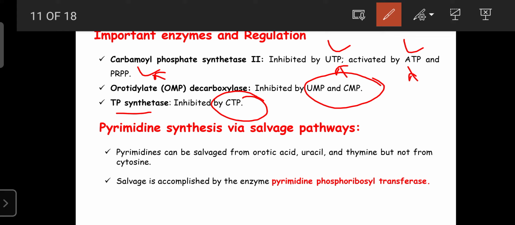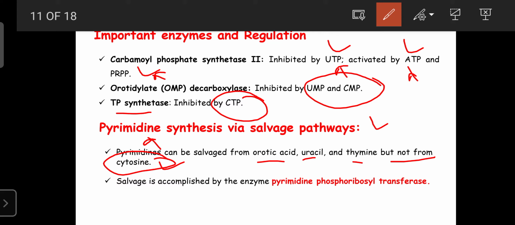Okay, so next we can concentrate on pyrimidine synthesis via the salvage pathway. Pyrimidines are salvaged from orotic acid, uracil and thymine, but not from cytosine. So the pyrimidines are reutilized by the salvage pathway. Whatever metabolites are there from pyrimidine catabolism, like orotic acid, uracil and thymine, are utilized for the formation of the pyrimidine bases, but cytosine cannot be reutilized. So that's why we suffer from cystinuria, because it is not utilized.